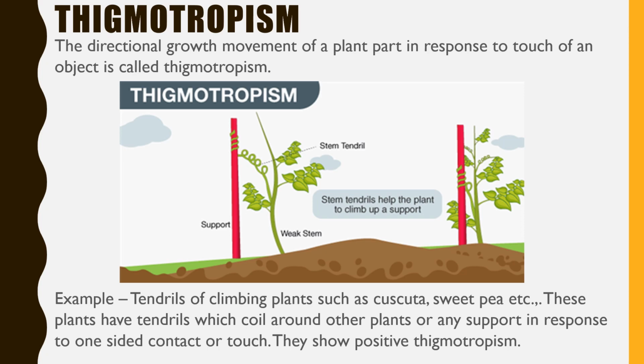After receiving the stimulus, tendrils start winding around the support. Thread-like tendrils twine around the support available nearby. Tendrils provide a very common example of thigmotropism.